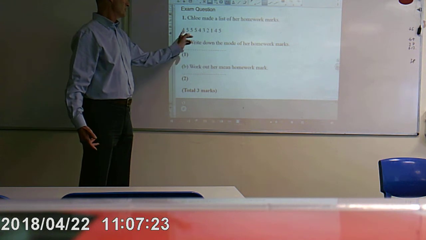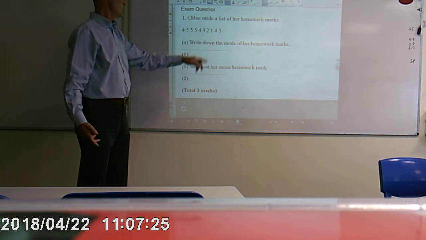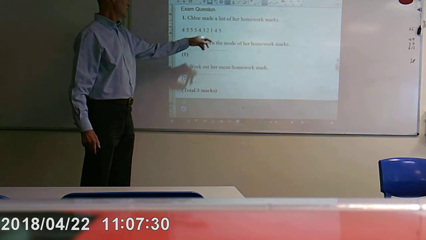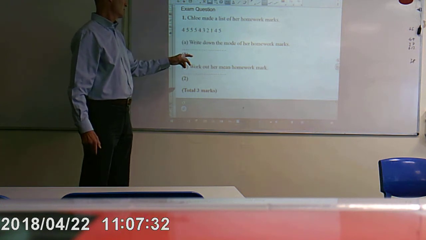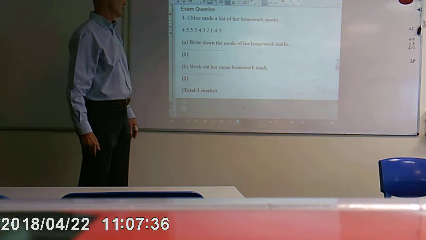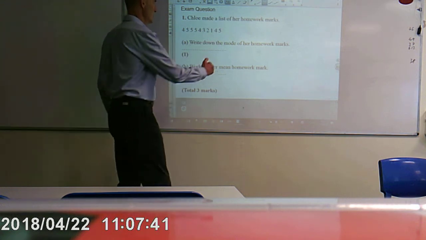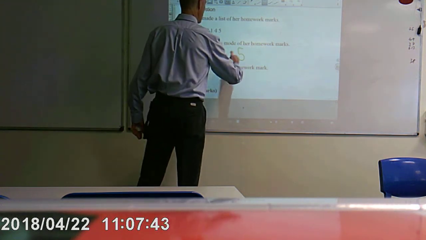Mode, most. What score appears the most times? We've got 3 lots of 4, we've got a 1, we've got a 2, we've got a 3, we've got 4 lots of 5 though, so the number that appears most times in that sample is 5.